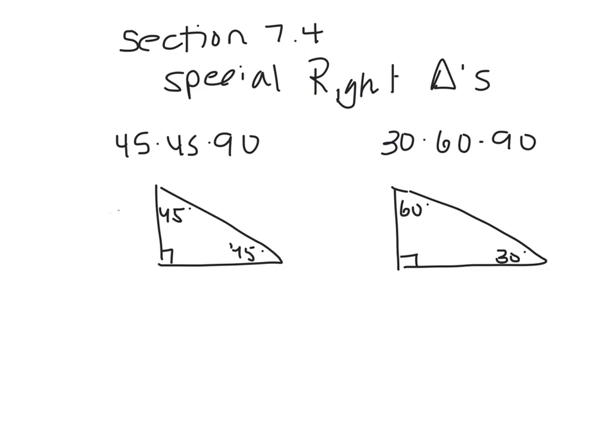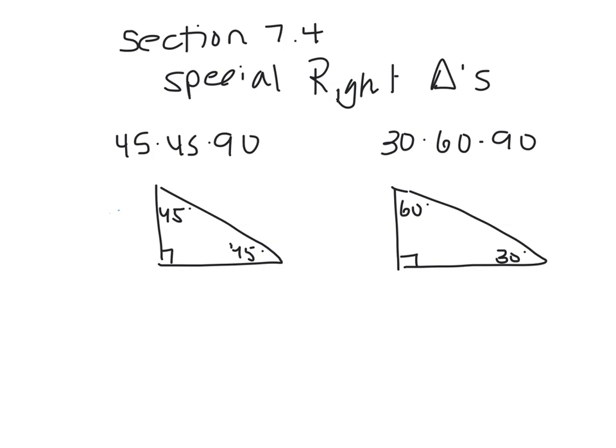Good morning. Today we're going to talk about special right triangles and the relationships they have. We're going to look at two distinct right triangles called the 45-45-90 and the 30-60-90. Both of them relate to the angle measurements inside the triangle.